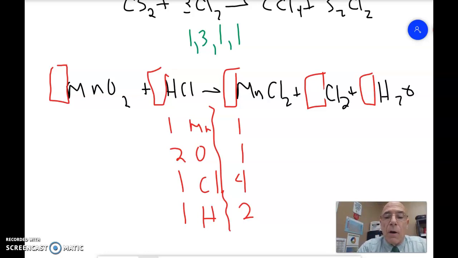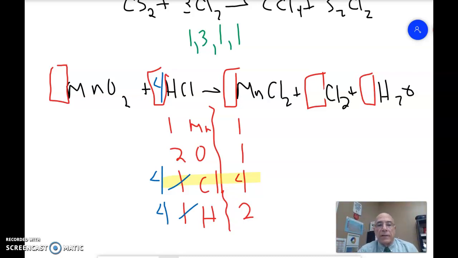Now, I'm going to always encourage you to save oxygen for last. Oxygen is so prevalent in so many different things that if you save it for last, usually it'll just fall into place. If you try and start with oxygen, sometimes you spin your wheels because there's so many different changes going on in the chemical reaction. So I can see that my main difference here is going to be chlorine. I'm going to start with that because I can see that I could put a 4 in front of the HCl, and that's going to change this 1 chlorine to 4 chlorines, which is good. That's what I want. It's also going to increase my hydrogens to 4, and that's okay. We can deal with that as well.